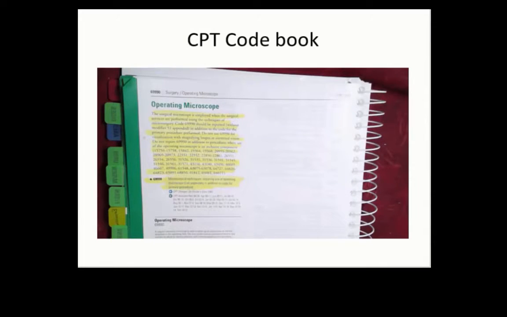Here's a screenshot from the CPT code book with the guidelines and the description of the operating microscope. You see the little plus sign to the left of the code. That tells us it's an add-on code and reminds us that this will be reported in addition to the primary procedure that we are coding.